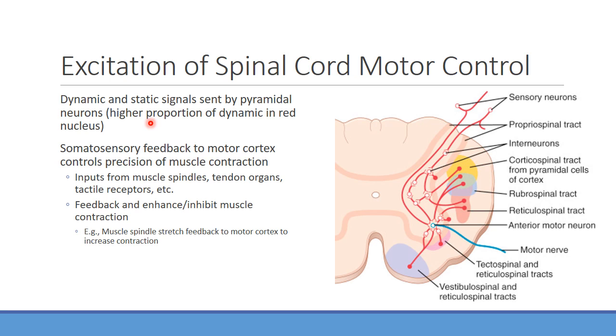You want to be able to respond to that with these kinds of static responses pretty easily. Looking at the somatosensory feedback to the motor cortex, this helps us control the precision of the muscle contraction, right? You can see inputs from the muscle spindles, the tendon organs, the Golgi organs, and tactile receptors. Those all get fed through the somatosensory cortex back into the motor cortex. And this can help us to enhance or inhibit muscle contraction.